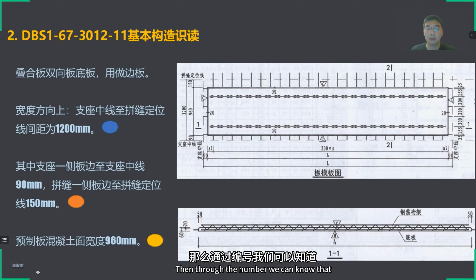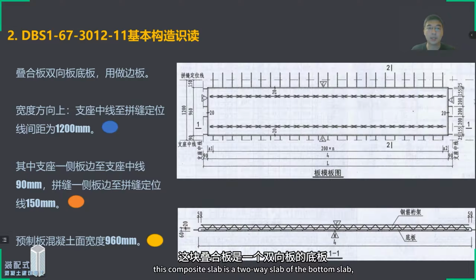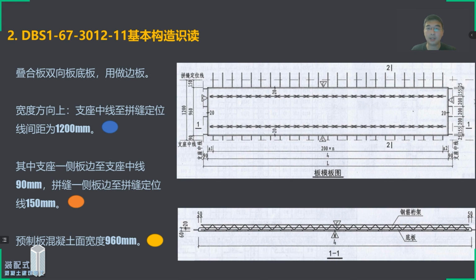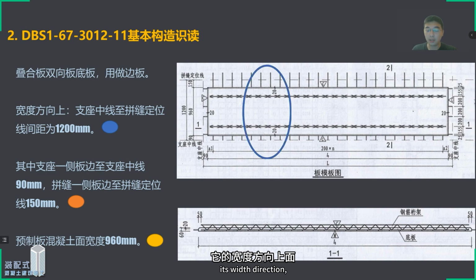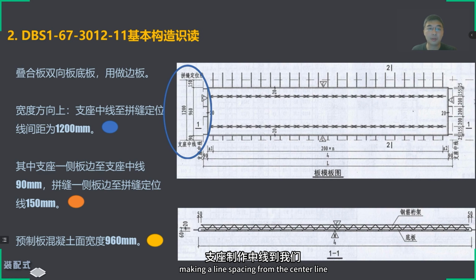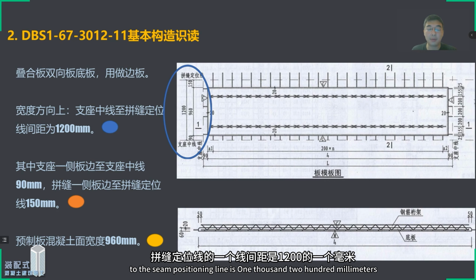Through the number, we can know that this composite slab is a two-way bottom slab. The 1 represents that it is the side slab. Then we first look at its width direction. In its width direction, the distance from the center line to the seam positioning line is 1,200 millimeters.